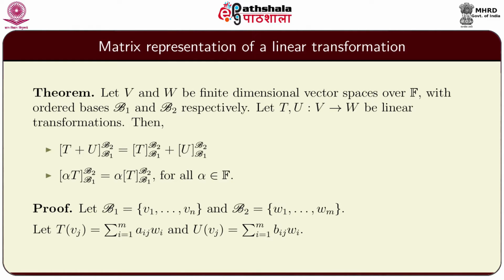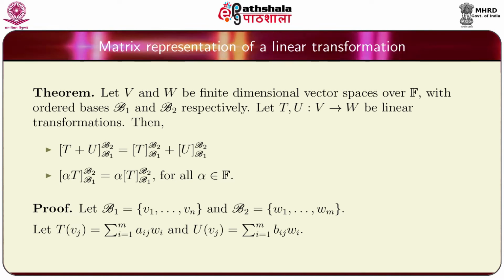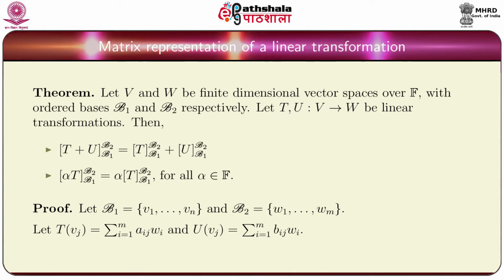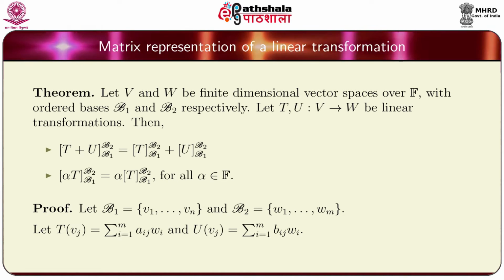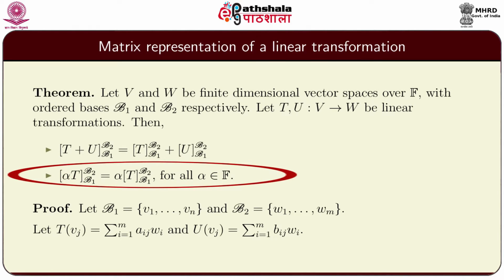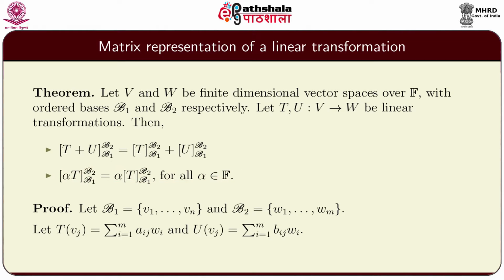and therefore with respect to the choice of bases B1 and B2, they would also have matrix representations. The matrix representation of T plus U with respect to B1 B2 would be the matrix representation of T with respect to B1 B2 plus the matrix representation of U with respect to B1 B2. That plus is the matrix addition. And the matrix representation of the linear transformation alpha T with respect to B1 B2 would be alpha times the matrix representation of T with respect to B1 B2, for every scalar alpha. How to prove this statement?